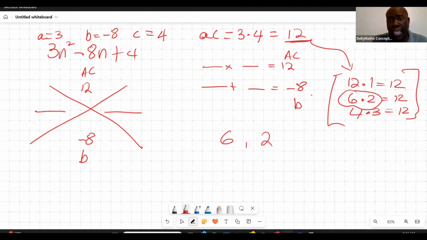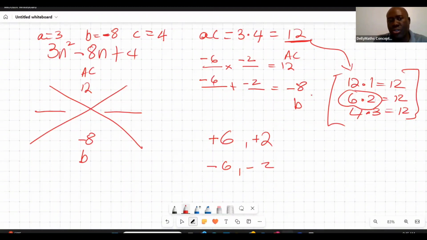Now, here's the deal. AC is positive, which means that I only have a few possibilities. When AC is positive, it's either I have 2 positive numbers to work with or 2 negative numbers to work with. Now, if you look at B, and B is a negative number, in this case, it's 2 negative numbers. If B were positive, it's 2 positive numbers. So B is negative. That is going to say, oh, I need to use -6 and -2.